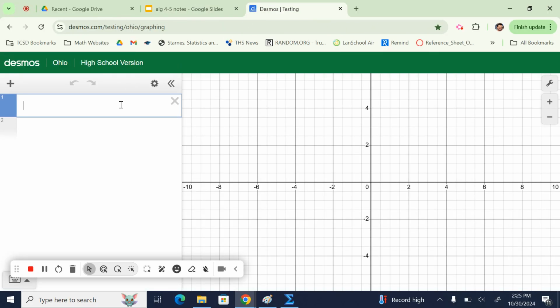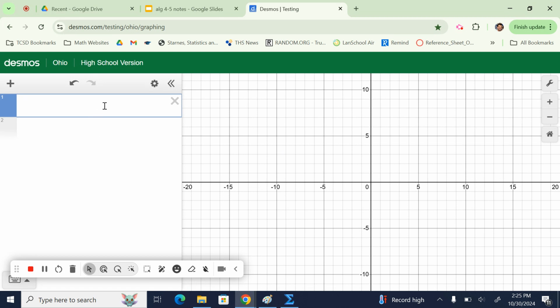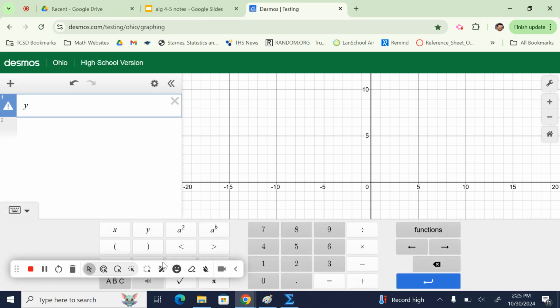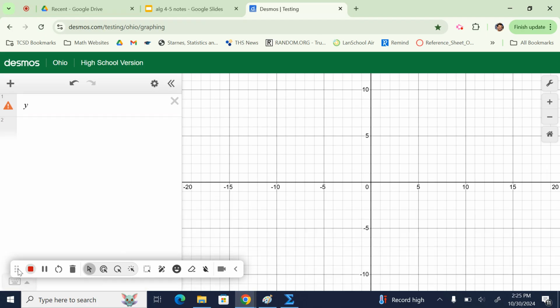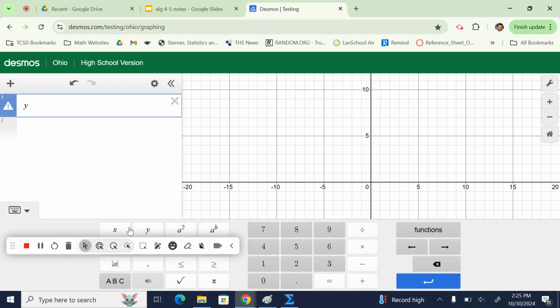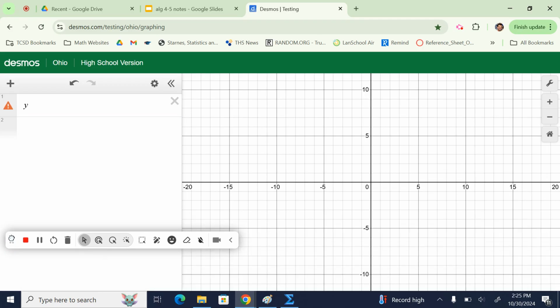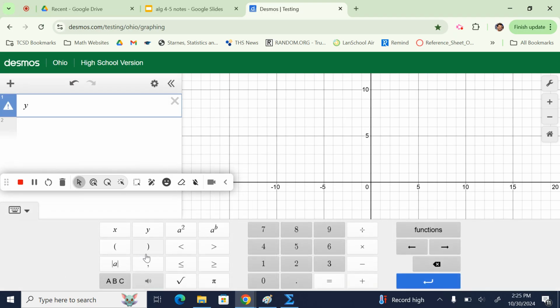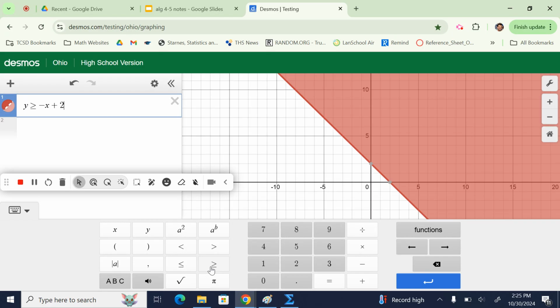Okay, so the first inequality stayed the same. Now, remember, when you're on Desmos, zoom out one time, so we're in terms of 5s and 10s. Okay, so we're going to do y. To get the inequality symbols, click on the keyboard down below. They're right here, sorry, my tools are in the way. So you have the greater than and equal to's here, right? So I need the greater than or equal to. Okay, and then I'm going to type in negative x plus 2. All right, so it does it for me, right?